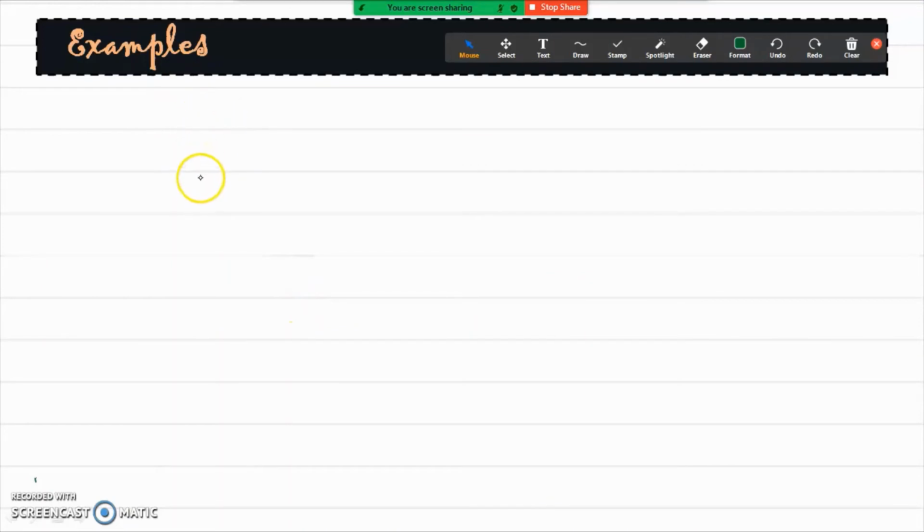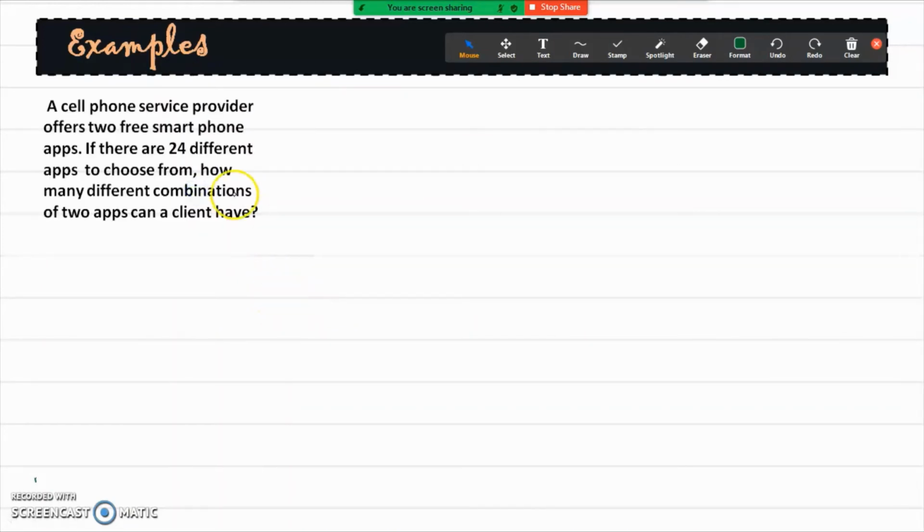Now let's have our second example. So we have here, a cell phone service provider offers 2 free smartphone apps. If there are 24 different apps to choose from, so we have 24 different options of apps. How many different combinations of 2 apps can a client have?